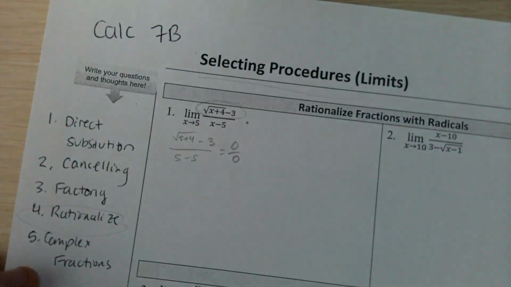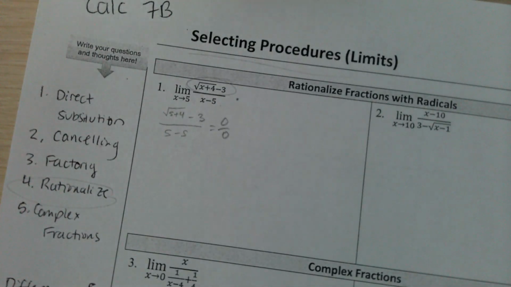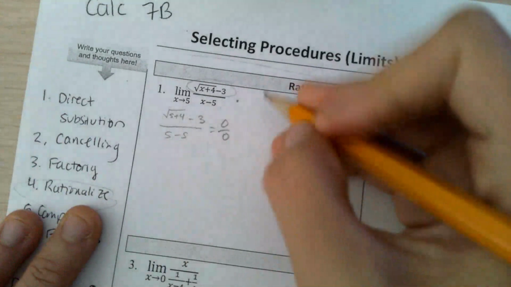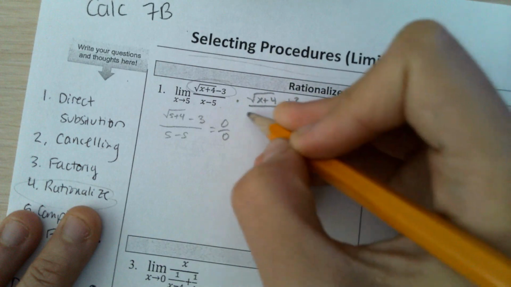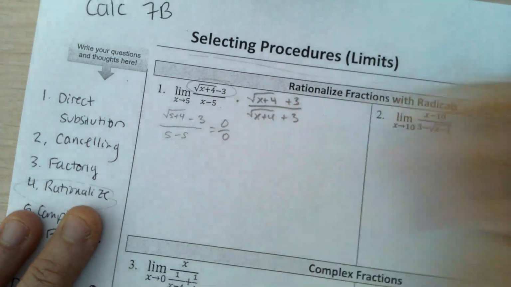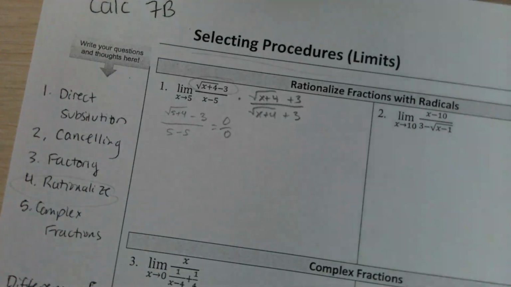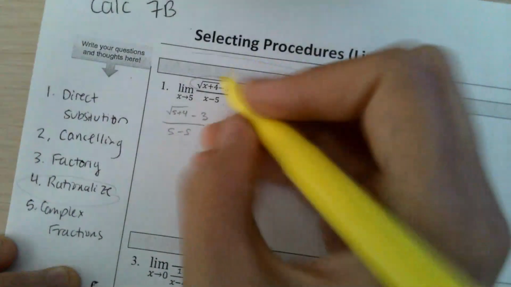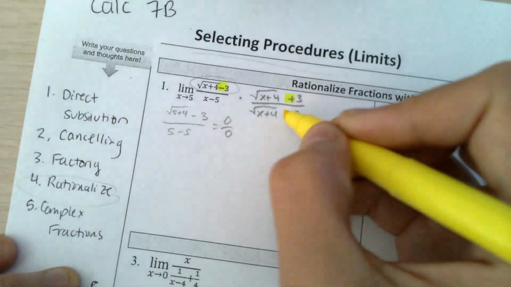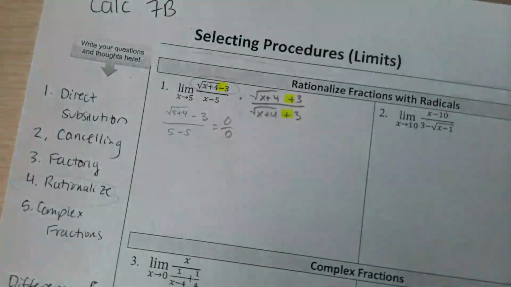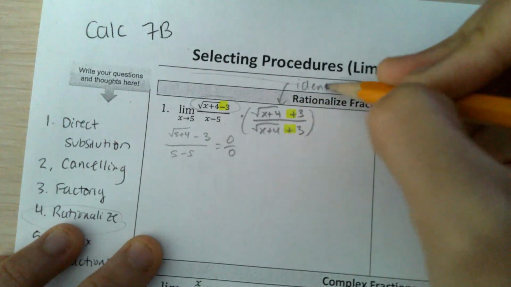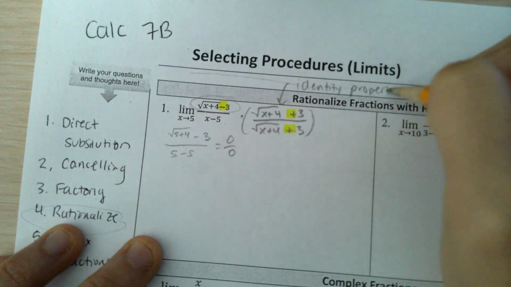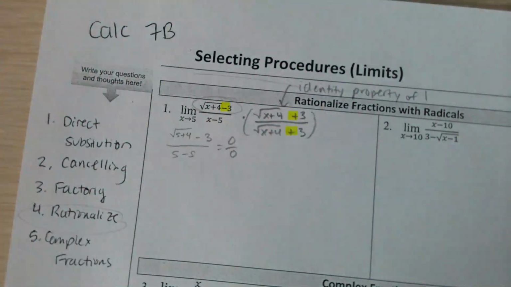All right, so if we go back here, we have to multiply this by the conjugate. It's going to look really ugly, but it's going to be the square root of x plus 4 plus 3 all over the square root of x plus 4 plus 3. We'll just highlight how we found the conjugate. And just in case you forget, we're doing this because this is the identity property of 1. We're allowed to multiply something as long as it's 1.